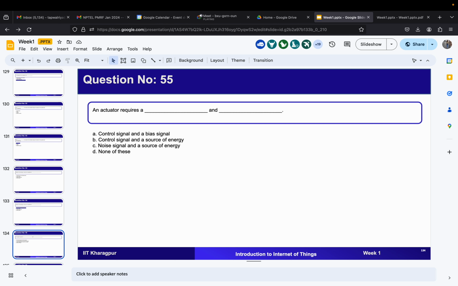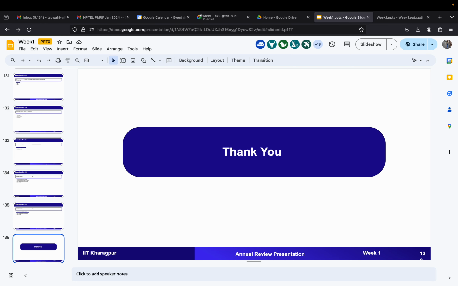B. Control signal and source of energy. I think B is correct. Control signal and source of energy. Yeah, so these were the questions.